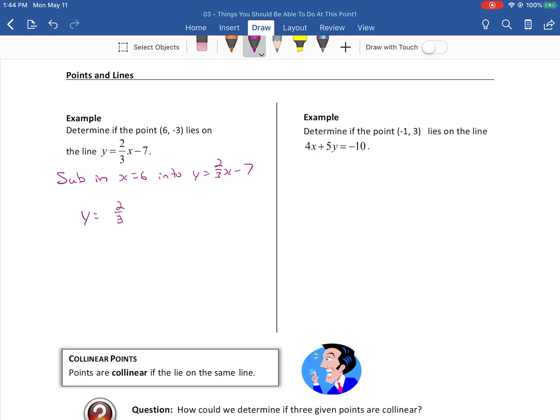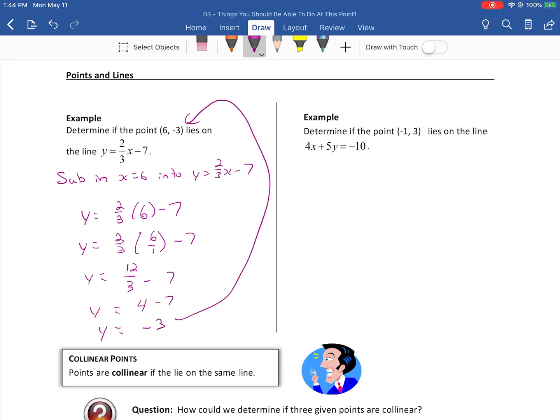So here I go. y = 2/3 times 6 minus 7. And just to show all the steps here, I'm going to think of 6 as 6 over 1. Then I do my multiplying fractions, top times top, bottom times bottom. Simplify that: 12 divided by 3 is 4. And 4 minus 7 is -3, which is the y value I wanted. Yes, it worked out. That is the right y value. (6, -3) is on the line.